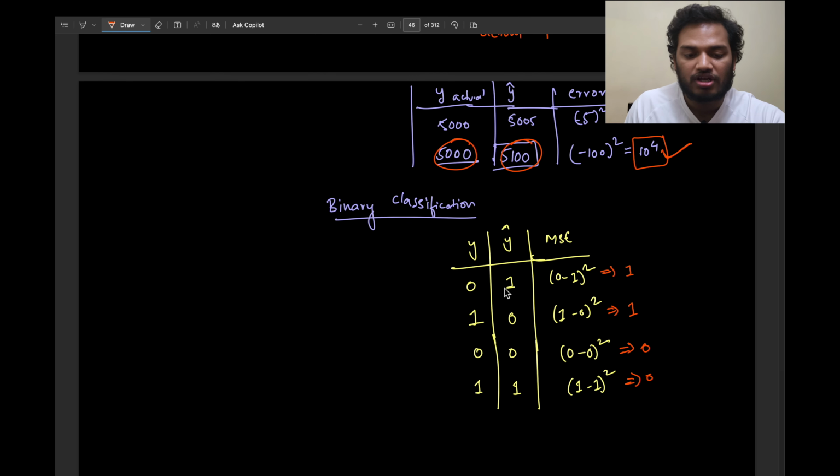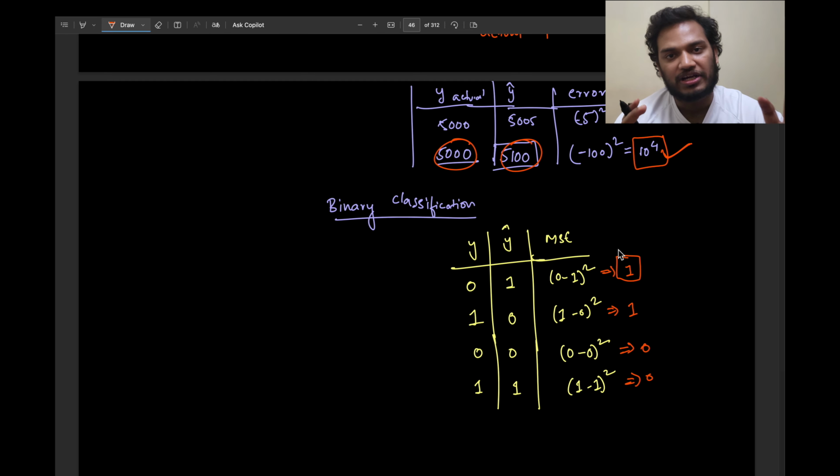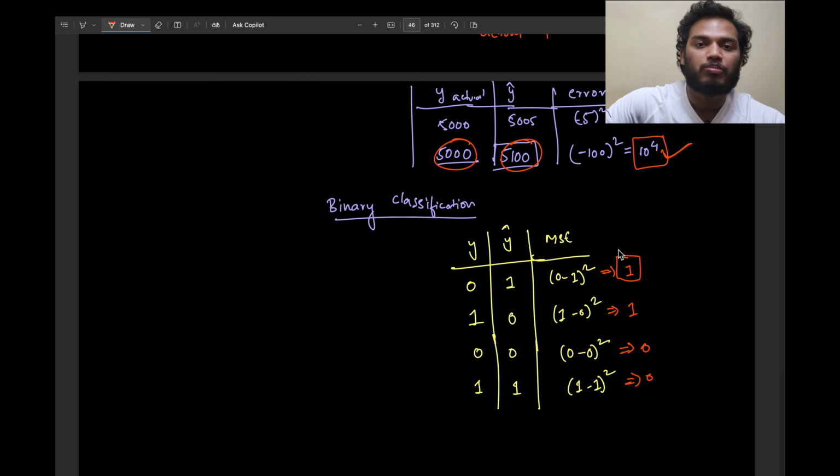But here, if you observe, for this y actual and y predicted, the difference is 1 over here. That's why we are giving an error of 1. But actually, if we see realistically, if we think of the binary classification problem, instead of predicting it as 0, we are completely doing the opposite. So the ideal error should be plus infinite, right? And similarly here also, the ideal error should be plus infinite.